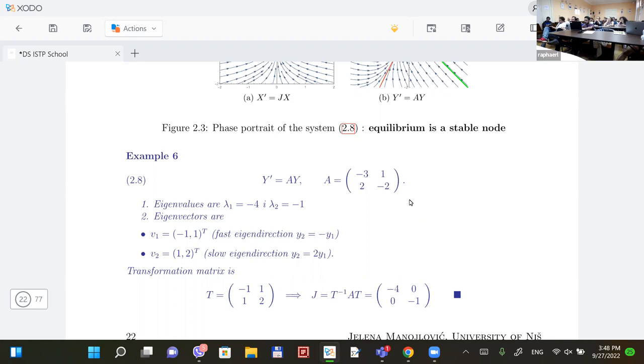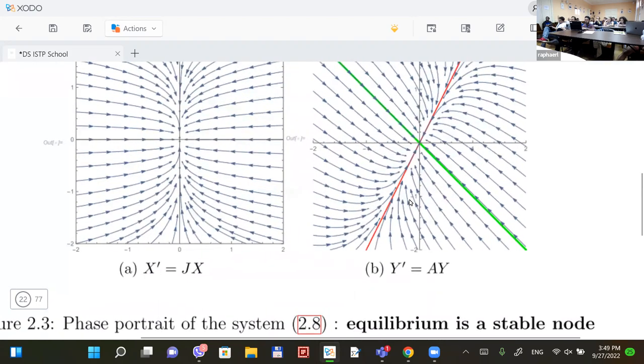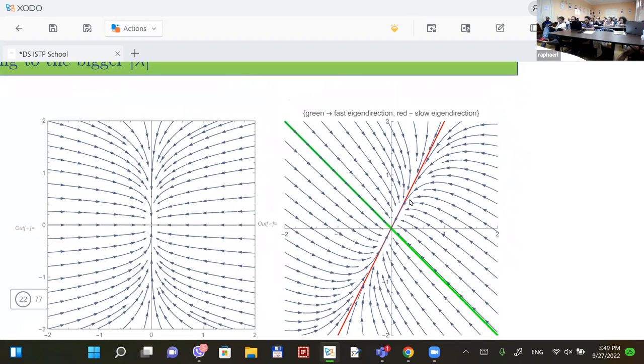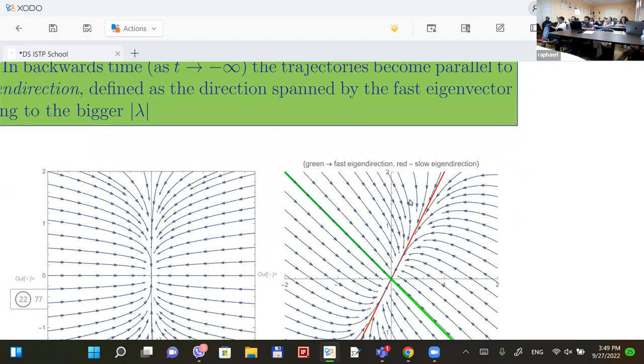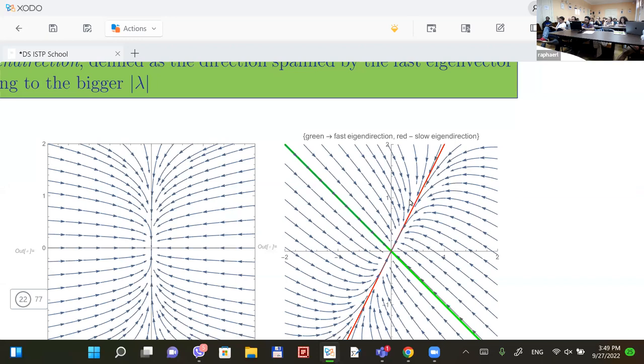And the slow eigendirection, corresponding to the smaller lambda 2, is this line. So these are the two lines plotted here. The green is the fast eigendirection and the red is the slow eigendirection. As you see, all the trajectories approach tangent to the red, and in backward time become parallel to the green line, which is the fast eigendirection.